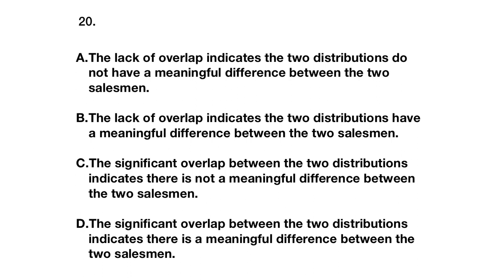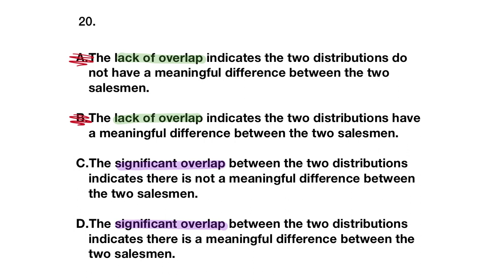What is it? Overlap. The first 2 say that there's a lack of overlap. The second 2 say there is a significant overlap. Why are the first 2 wrong? Because they're overlapping. Yeah, they share a lot of the same numbers. So we know the first 2 are wrong. Now you've got to decide between C and D.